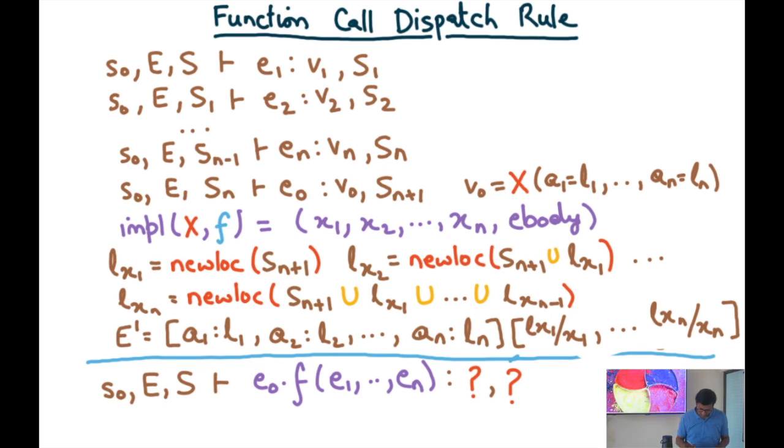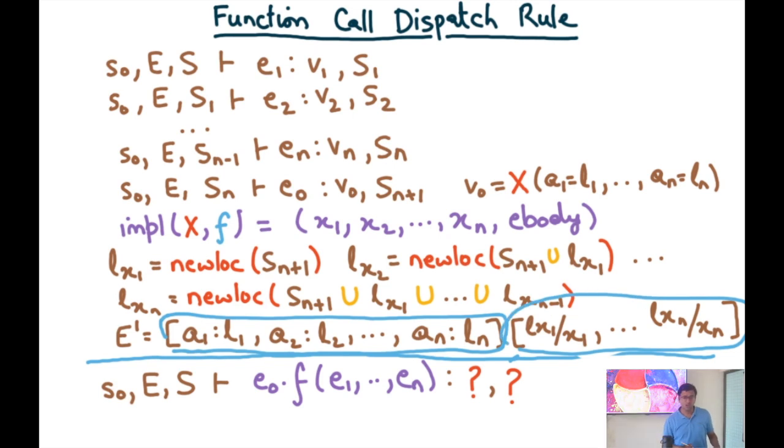Also notice that this choice of first mapping all the attributes and then mapping all the arguments has a significance. The other option could have been to just say AN, LN and then X1, LX1 and so on in a single array. But the problem with that is that it's possible that the name of a formal argument X1 can have the same name as A1 or A2 or AN, whatever, right? And so we want to say that if they have the same name, then which one should get precedence?